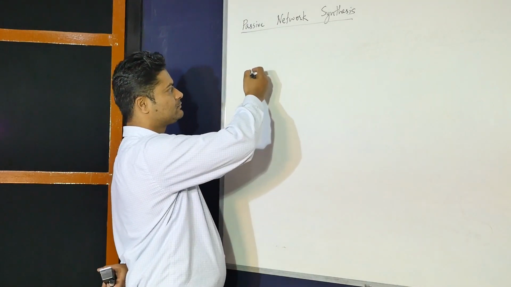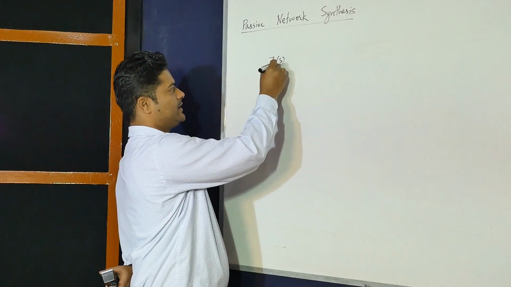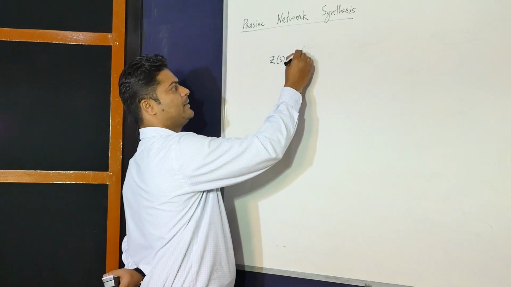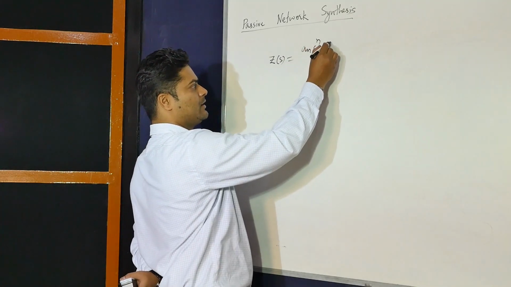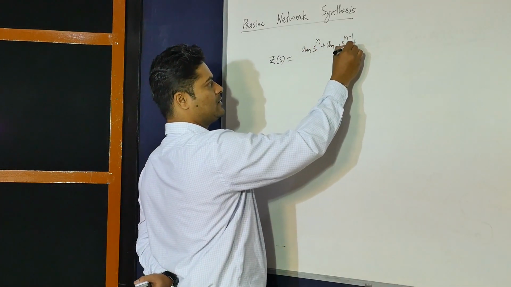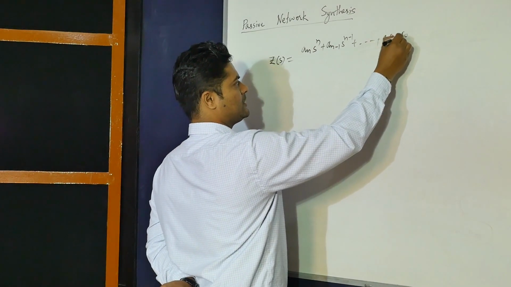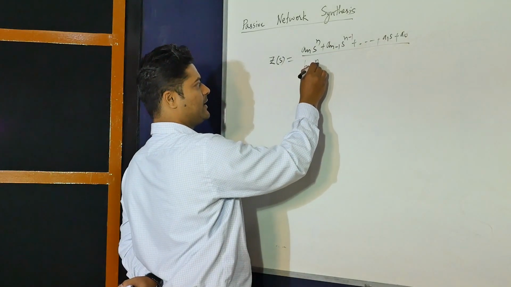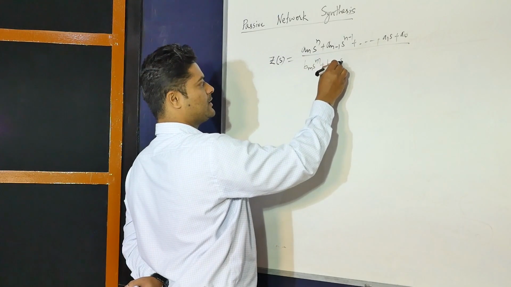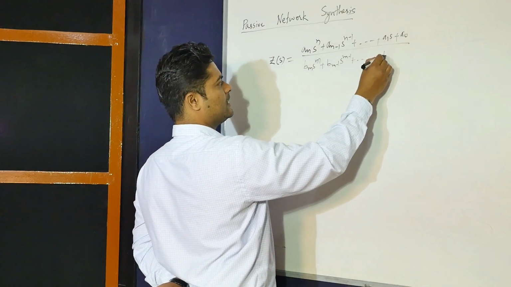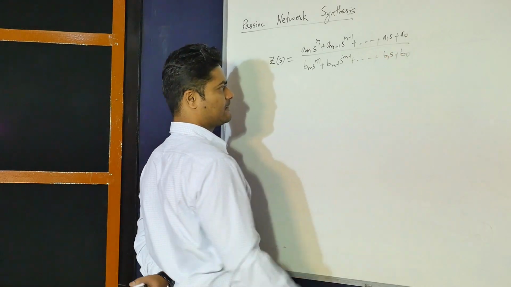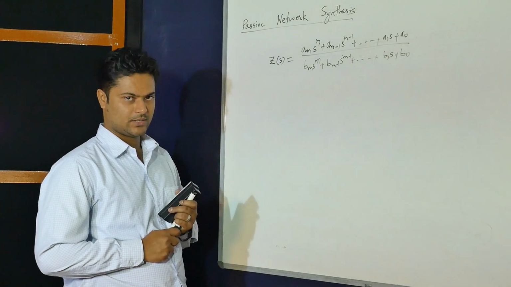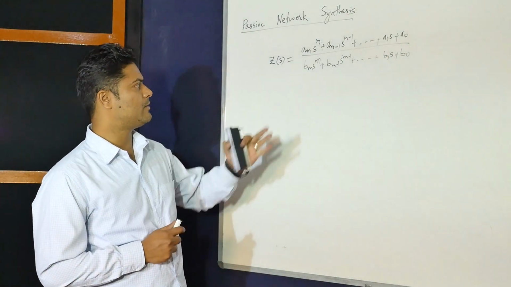Let us consider a given function is Z of s, which is nothing but, let me take any polynomial which has a numerator and denominator. Let me take a general one: an s to the power n, an minus 1 s to the power n minus 1, and so on till a naught. And the denominator: bm s to the power m, bm minus 1 s to the power m minus 1, and so on till b1 s plus b0. Given this function, we need to realize a network.